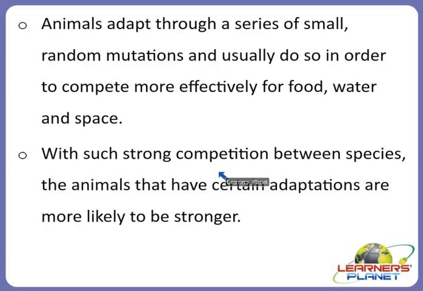With such strong competition between species, the animals that have certain adaptations or the plants that have certain adaptations are more likely to be stronger and therefore produce more young. So those animals with useful and favorable characteristics quickly spread around the world, but those animals with the least favorable features tend to be pushed out as they are weaker. Not pushed out exactly, but they do not adapt themselves to such an environment and they die.